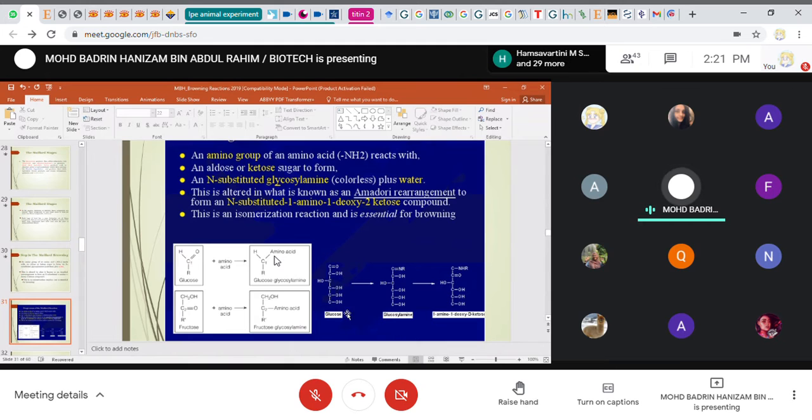So when you have glucose produce glycosylamine, these first two, if you can see my cursor, this is the first step of the Maillard reaction, and then this glucosylamine will then move to the second step of the Maillard reaction, producing 1-amino-1-deoxy-D-ketose.